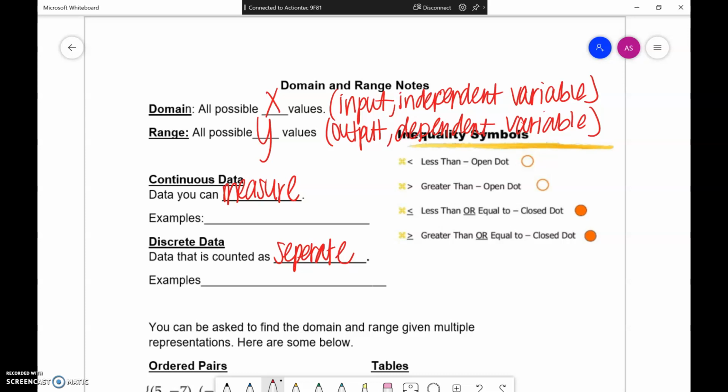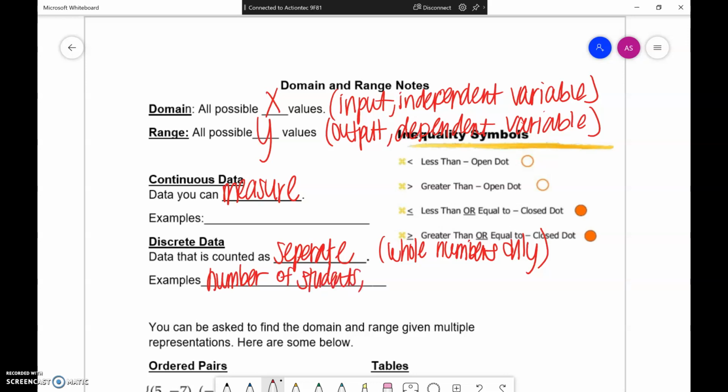So if I'm talking about the number of students in my class, I can have 20 students, I can have 21, so on and so forth. But I cannot have like 21.3 students. Nobody is a 0.3 of a student. So that will be discrete because it's whole numbers only. It's not going to be any fractions or any decimals included with discrete data. So again, some example could be a number of students.